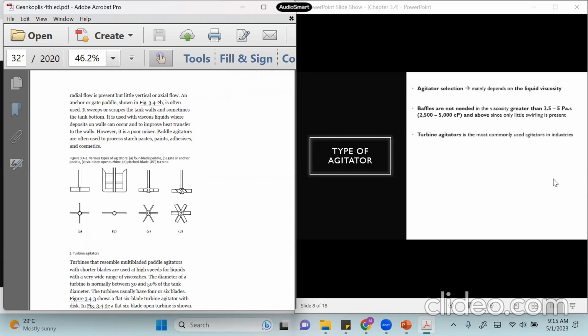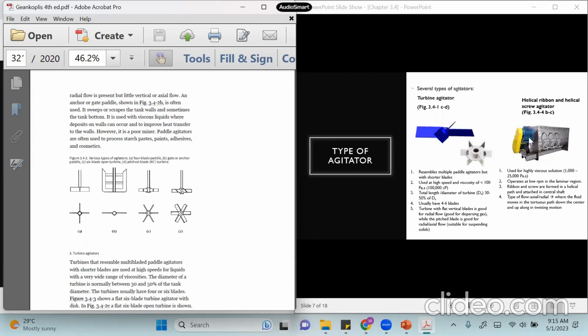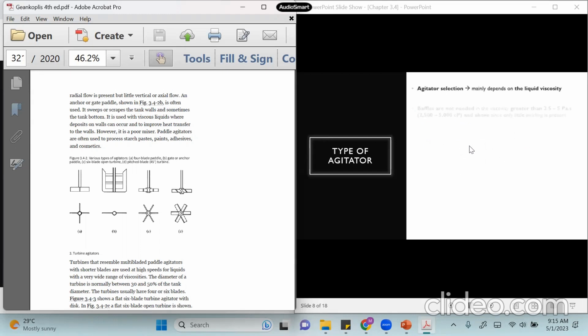Okay, and then how do I select the agitator? It mainly depends on the liquid viscosity. If we want to mix the paste or to mix the dough, then usually we will just use this type of agitator. However, if it's only, let's say, sugar solution, then maybe a 3-blade propeller is enough, or the paddle is enough. So it depends on the liquid viscosity.